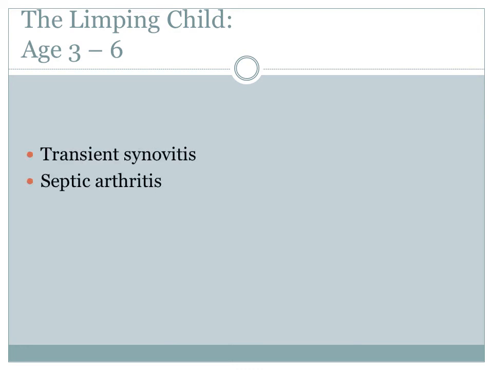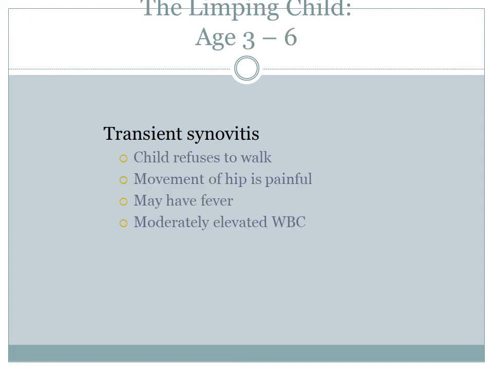In the age group from 3 to 6 years, it's very important also to think of or remember these two etiologies, transient synovitis and septic arthritis of the hip. Usually following a flu or tonsillitis, the patient will start to limp and it's a painful limping, and in time he will lose his ability to walk. In case of transient synovitis, the child will refuse to walk and the movement of the hip will start to be very painful.